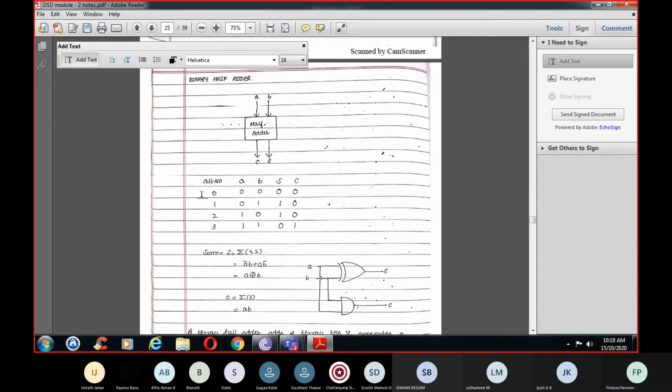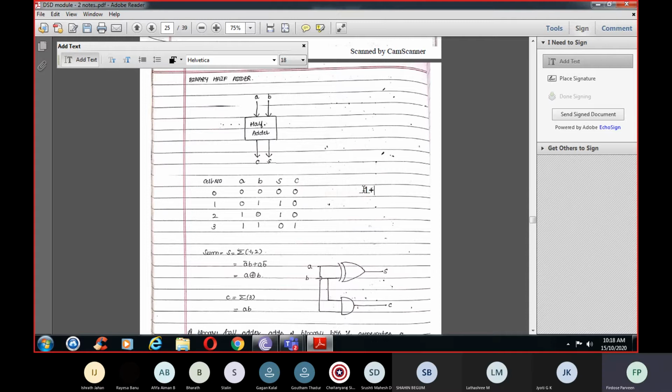So now this is, as usual, the cell number, A, B, sum and carry. 0 plus 0 is equal to 0, because 0 plus 0 gives sum as 0 as well as carry as 0. 0 plus 1, it is 1, so sum is 1, carry is 0. 1 plus 0, the sum is 1 and carry is 0. 1 plus 1, what is it? Sum is 0, carry 1.